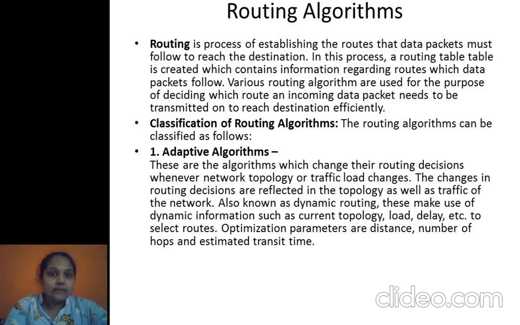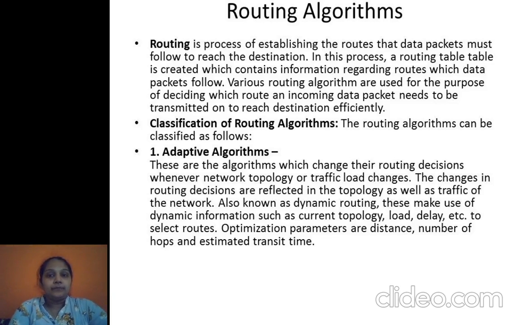These are the algorithms which change their routing decisions whenever network topology or traffic load changes. In the adaptive algorithm, the routing decisions can be changed with the help of the algorithm. It is a dynamic change in the network route of the packets. Changing a packet's route totally depends on the topology and the traffic load changing. This is nothing but the adaptive algorithm.